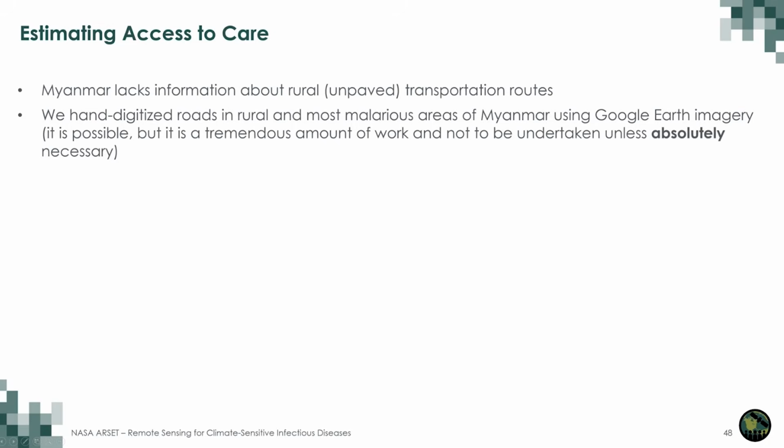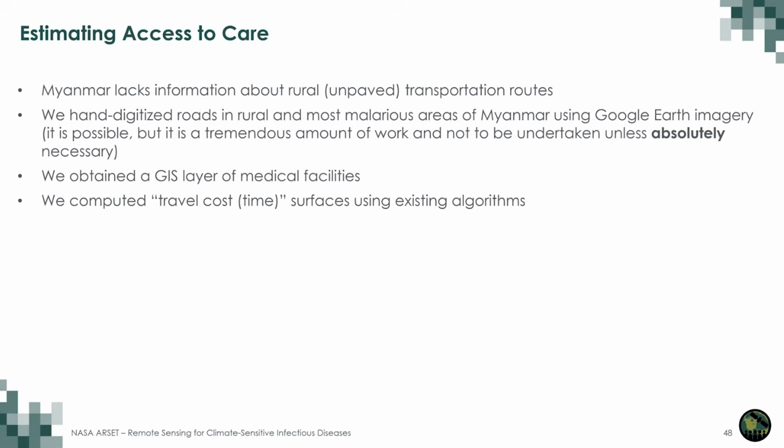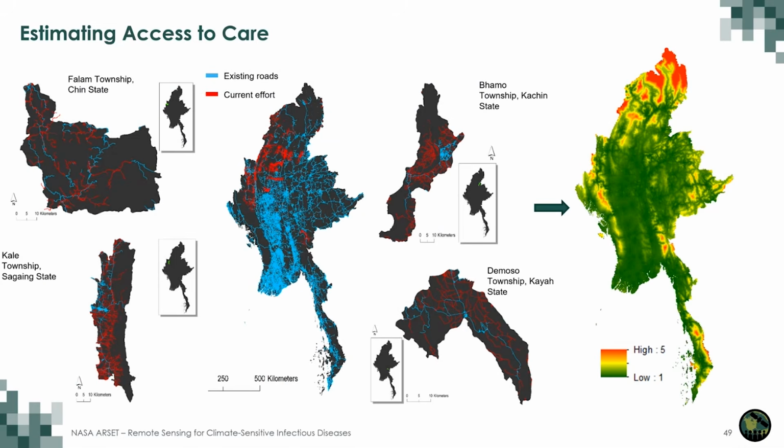And let me show you what it actually looks like. So we have a GIS layer of medical facilities, and then we used our digitized roads and we computed travel cost time using existing algorithms that are very well known, GIS algorithms for estimating travel cost time. And then we converted that again to the accessibility.